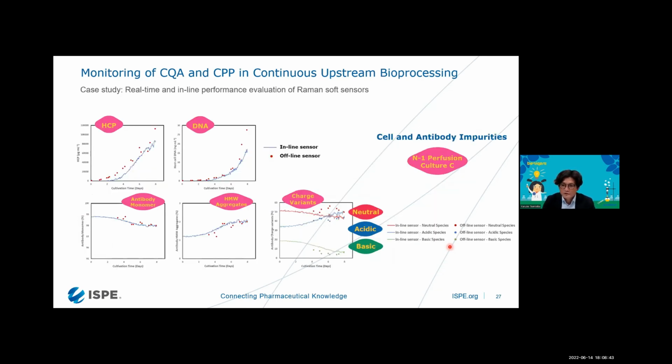On the next slide, we also evaluated the real-time monitoring for another new N-1 perfusion culture to monitor the quality attributes. This cell culture line is named N-1 perfusion culture C. In this result, we achieved a good prediction with the Raman spectroscopy system. The blue line shows the inline monitoring result, and the red dot shows the offline sensor monitoring.